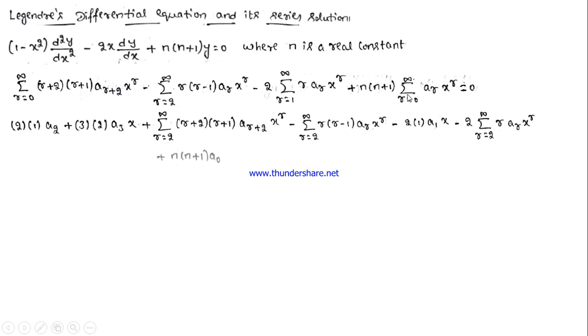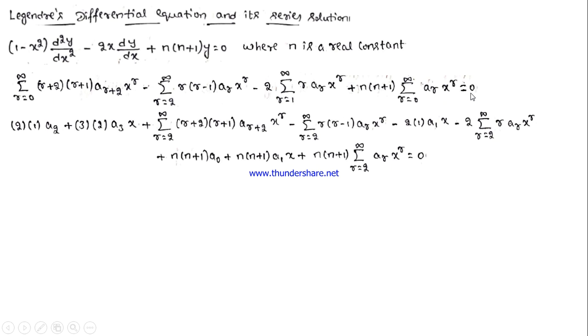And if I come to this one, put r equal to 0, that gives n into n plus 1 a0 x power 0. For r equal to 1, that gives n into n plus 1 into a1 x. From 2 onwards it is kept as it is, 2 to infinity r x power r, equated to 0.